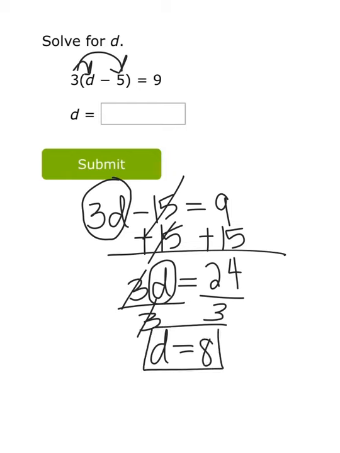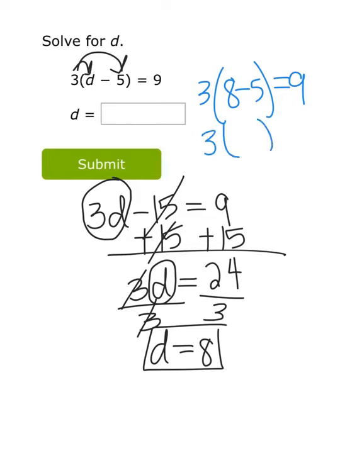Alright, don't forget to check your answer. Since d equals 8, go back in, take the extra time, plug 8 in for d, and make sure you get it to equal 9. So order of operations, I would do 8 minus 5 first in the parentheses. 8 minus 5 is 3. And it just so happens that 3 times 3 does equal 9. So woohoo, we did it correctly. Alright, moving on to another example.